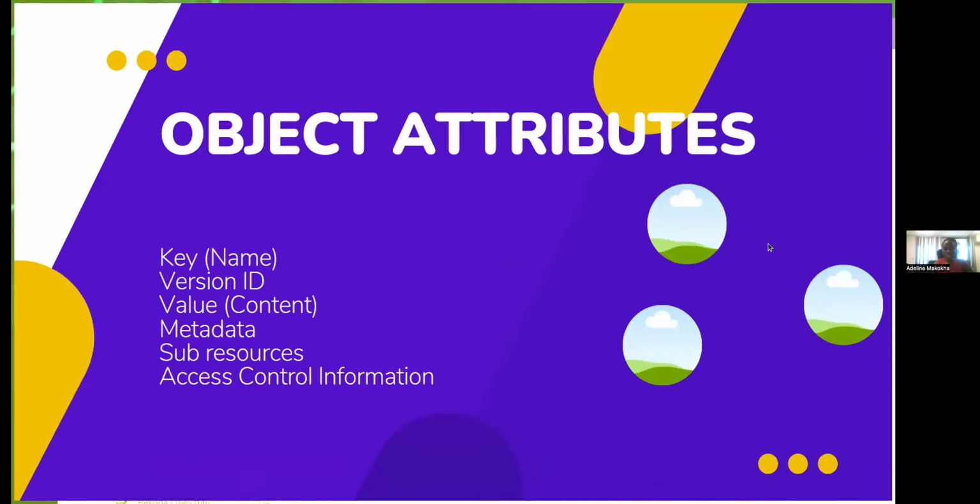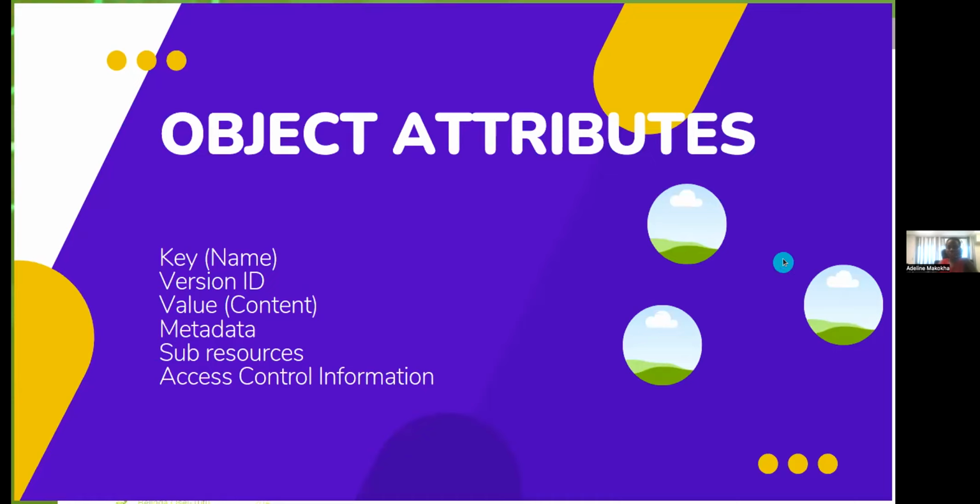For the object attributes, we have the key name. For the key name, our bucket should be unique, supposed to be globally unique. And then the version ID. The version ID is to differentiate the different versions if you have the same image and another image is a higher version than the one before, so you can differentiate between the two and you do not overwrite or delete your previous data, your previous image.